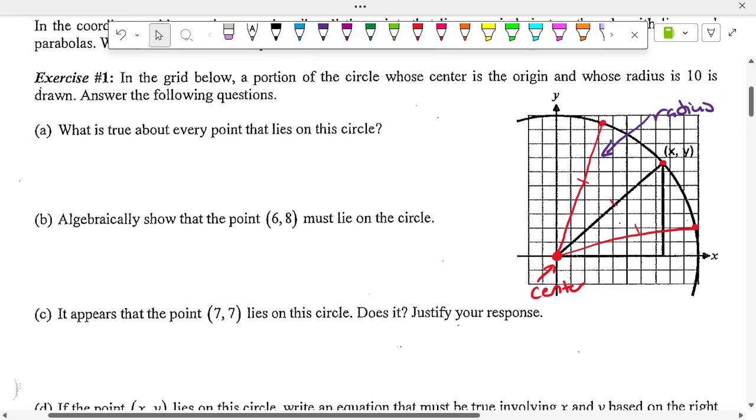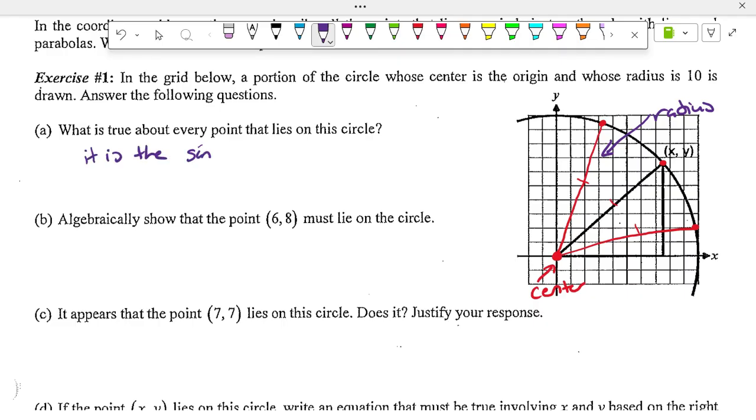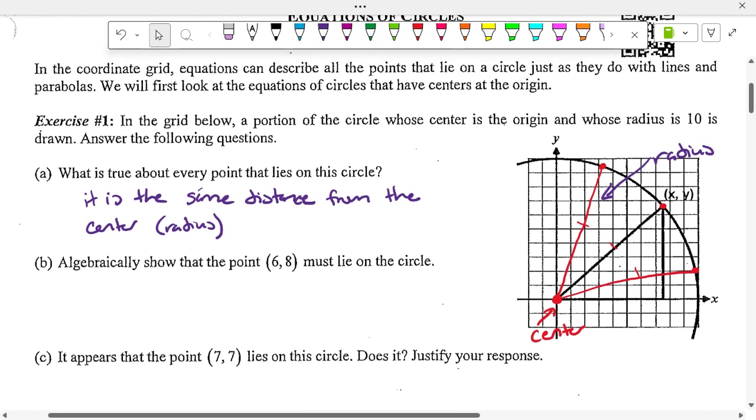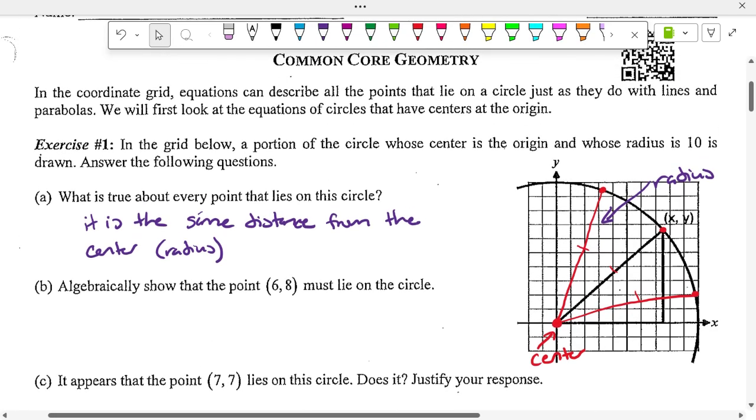All right. So what is true about every point that lies on this circle? It means that it is the same distance from the center. And again, it's because it's a radius. So algebraically, we're going to show that (6, 8) must lie on the circle.